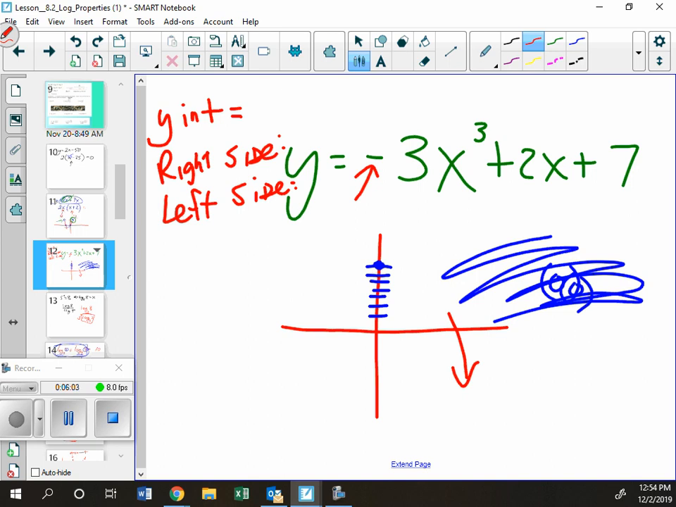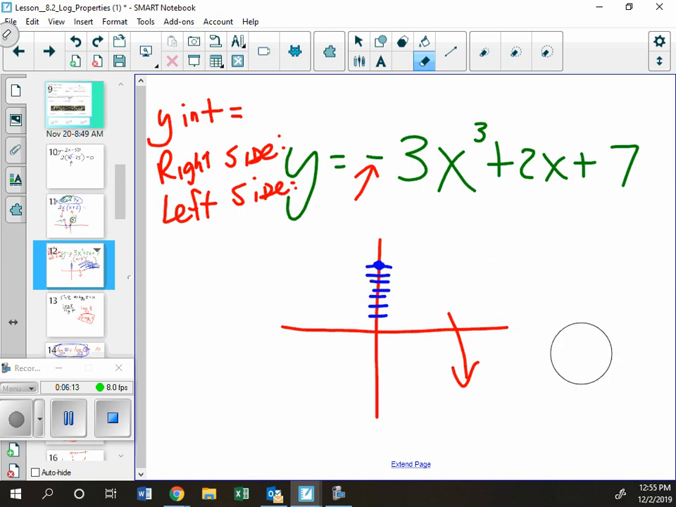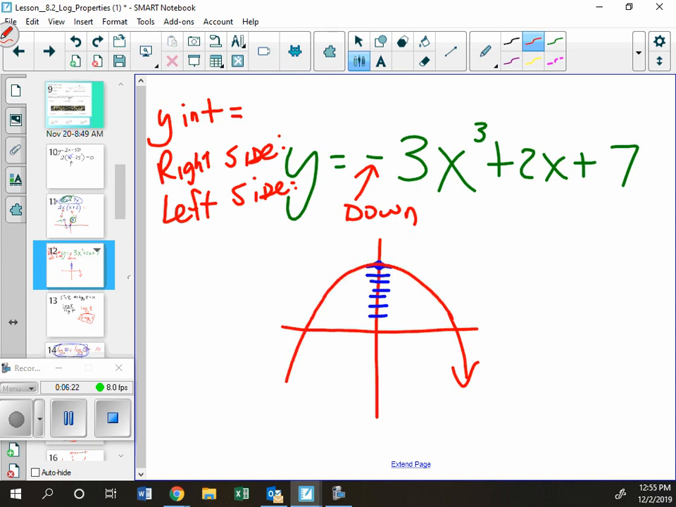Because otherwise, if this would have factored out and it would have come out to like x minus 4 in one of the factors, I'd know, oh, it's crossing at 4, but I don't have it factored, so I don't know exactly where it crossed. But I do know it's going down on the right because it's negative. And I know it goes through 7.